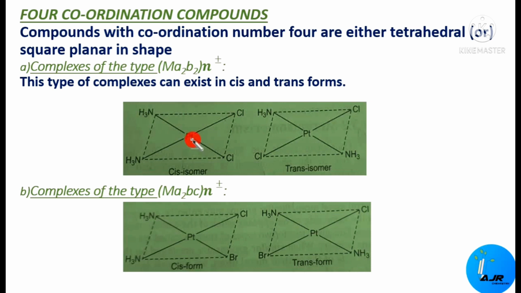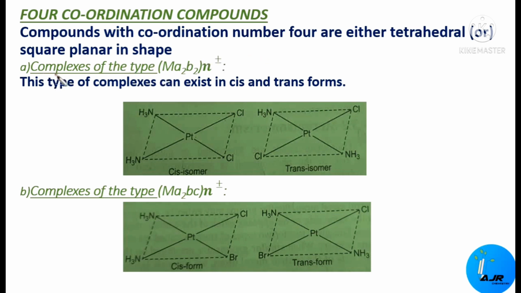If this is the central metal atom, all the 4 ligands are at the same distance from the central metal atom. In that case, a tetrahedral complex cannot show geometrical isomerism. But geometrical isomerism is very common in square planar structures. Understood? We are going to see the different square planar complexes which exhibit this geometrical isomerism.